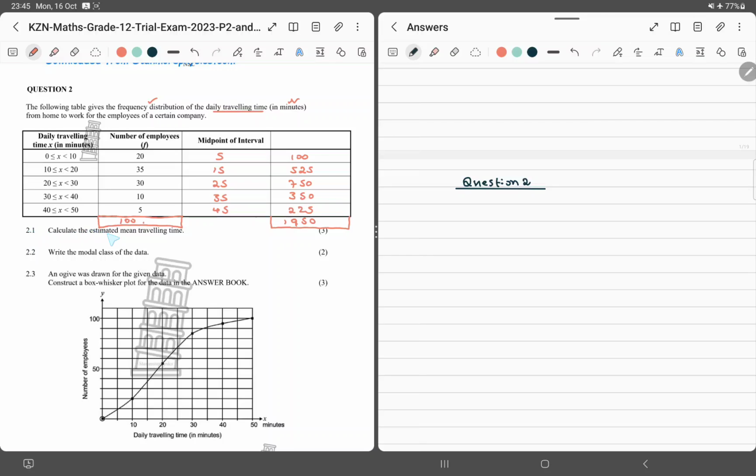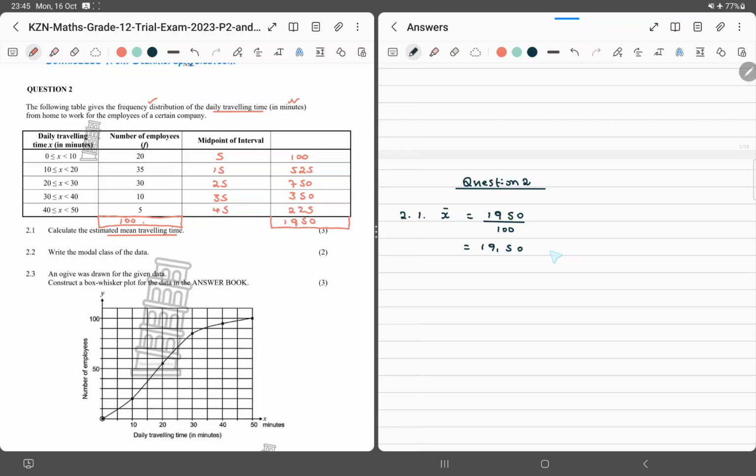Now the first question says calculate the estimated mean traveling time. So that's easy. 2.1. All we're going to do, we take the total here. So we know that the mean x bar is going to be whatever. Don't write a formula there, it's not necessary. It's 1950 divided by 100. So let's see, 1950 divided by 100 is 19.50 to 2 decimal places.